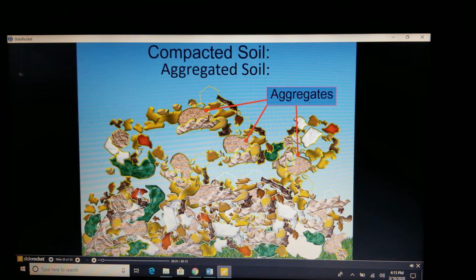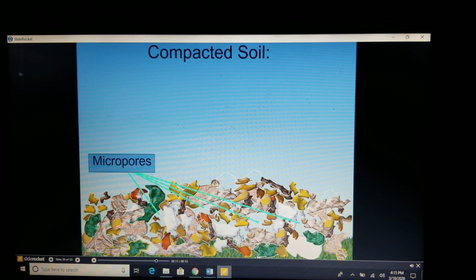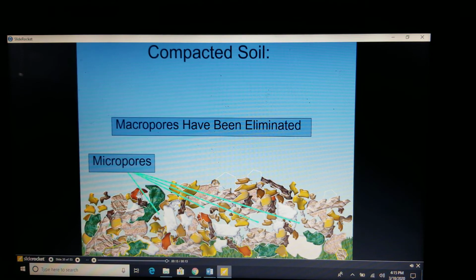Now, let's revisit soil compaction. This graphic depicts what happens when aggregated soils are compacted. The aggregates are broken apart, which results in the loss of macropores, but an increase in micropores.